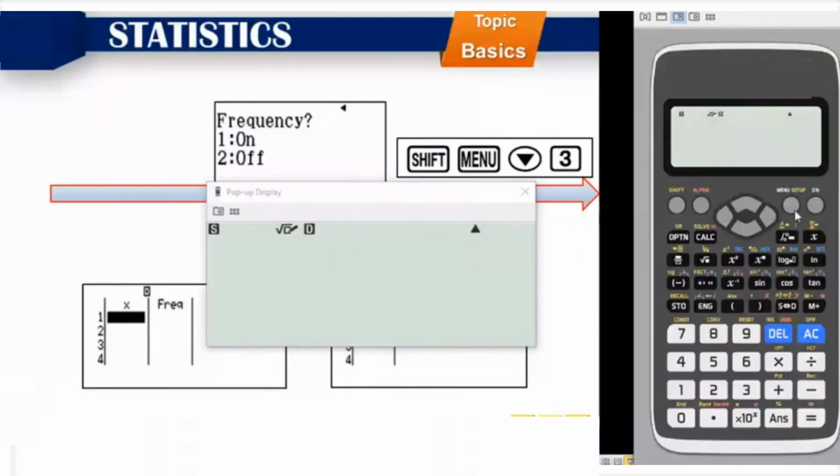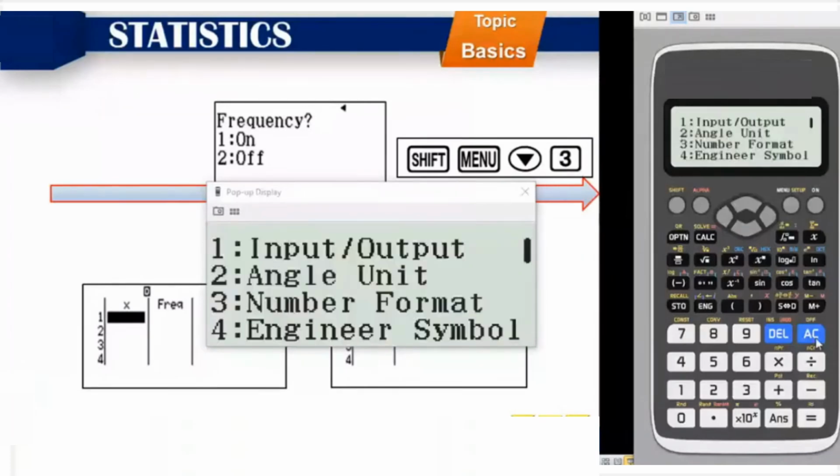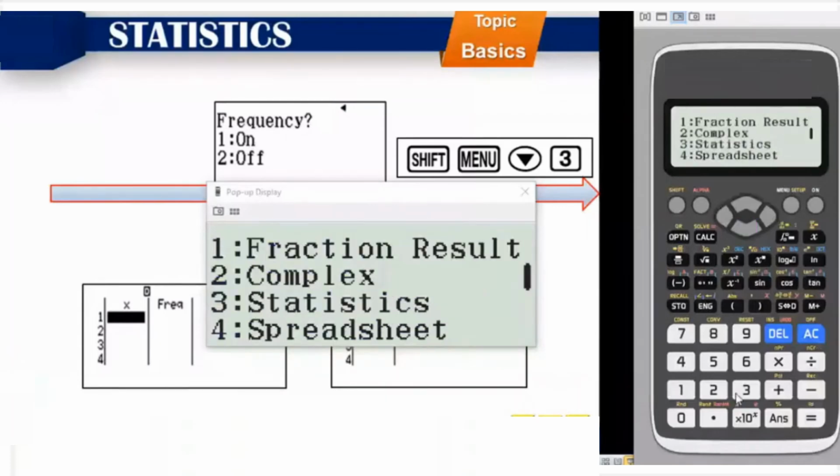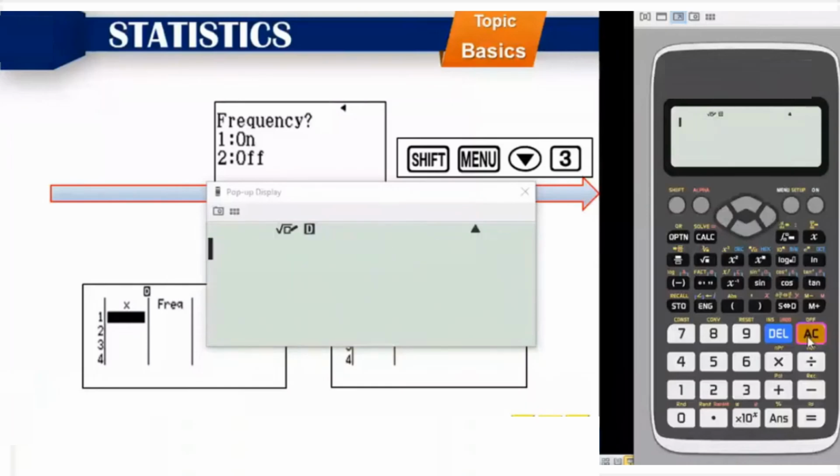And all those people who studied statistics with me in one of the previous episodes are aware of the fact that in statistics, sometimes we want frequency and sometimes we do not want frequency. By default, frequency is always on.